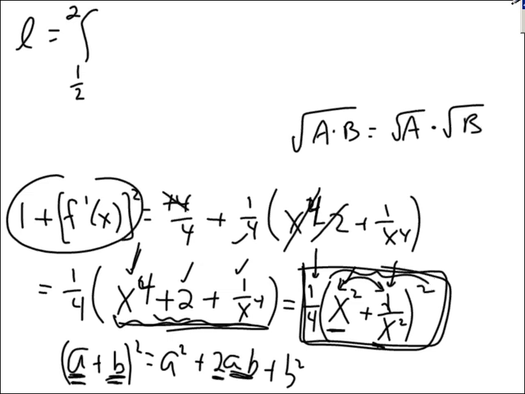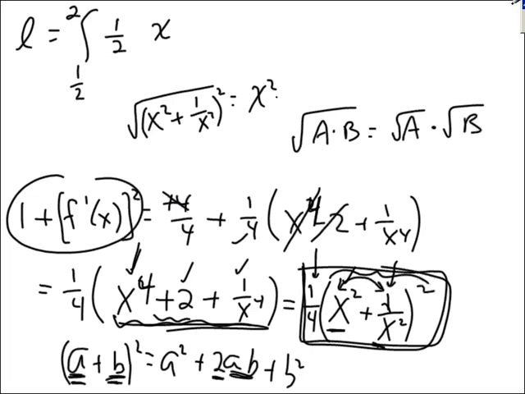The square root of 1/4 I know is 1/2 times the square root of x squared plus 1 over x squared, squared. I want to say it's the absolute value of this. But you know what? This is always positive. X squared is always positive. 1 over x squared is always positive. And if x is bigger than 0, it won't be 0. If you're bigger than 0 and you get squared, you're positive.